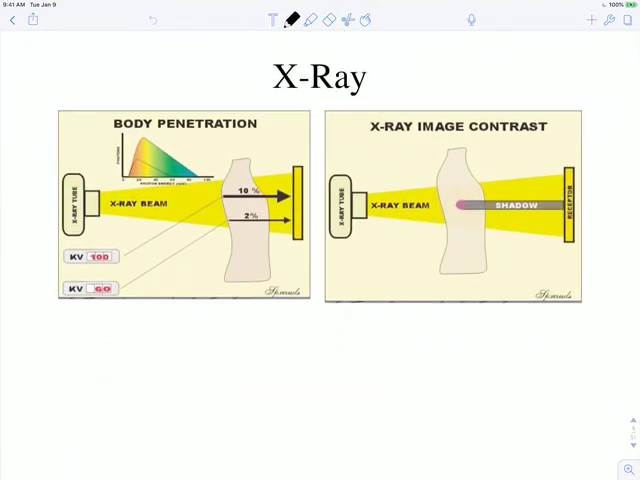The basic idea behind X-rays is essentially it's a shadow method. So there's going to be some source here that emits an X-ray beam, and if there's anything that can impede that X-ray beam, then that's going to create a shadow. Okay, so it's really just shadow imaging, but we'll get into the details of what that means.